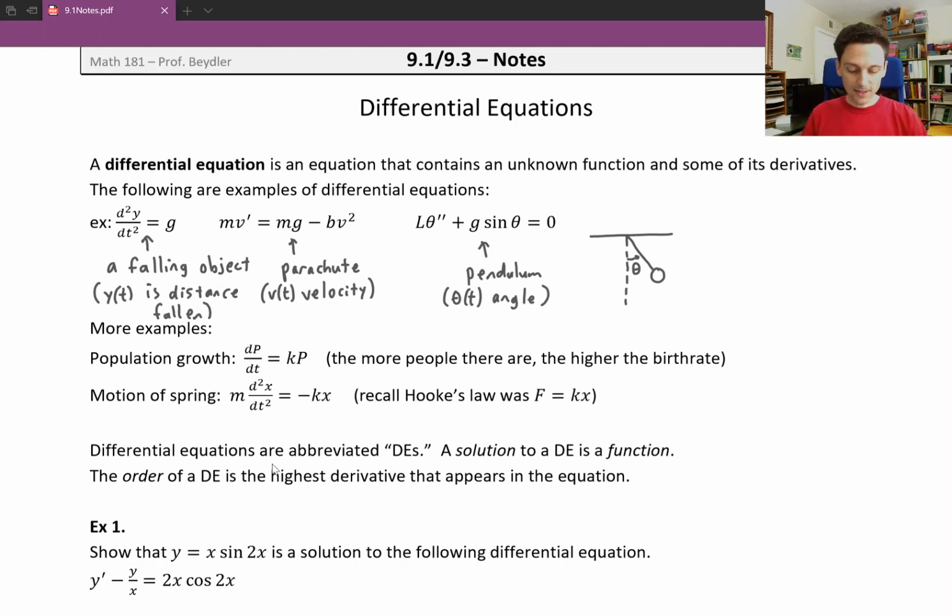Now, differential equations are abbreviated DEs. You might hear, "I'm taking DEs." That just means I'm taking the class studying differential equations. A solution to a differential equation, to a DE, is a function.